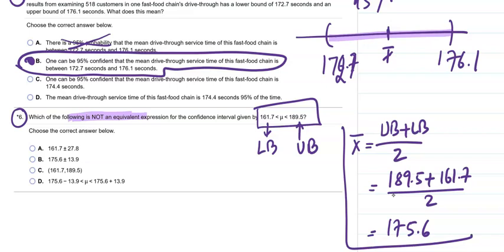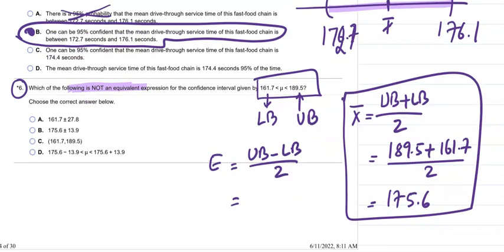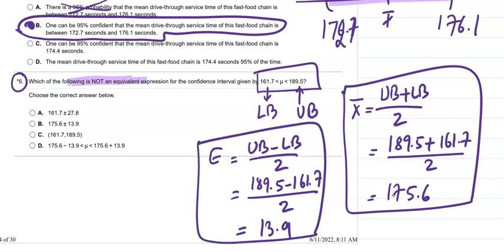So this is the point estimate. What's the margin of error? The margin of error is going to be the upper bound minus the lower bound divided by 2. Again, you can refer to the formula in the notes or PowerPoints. 189.5 minus 161.7 divided by 2 gives you 13.9. So the margin of error is going to be 13.9.